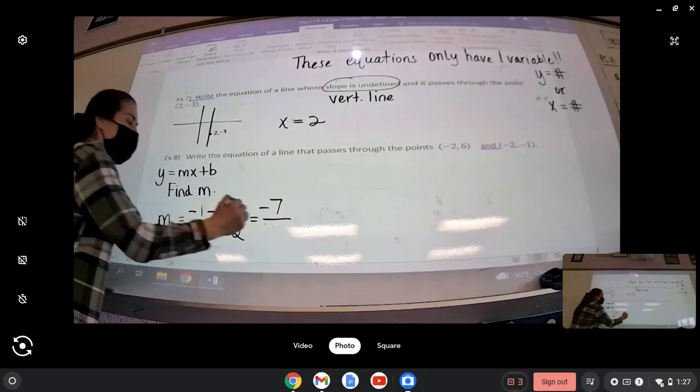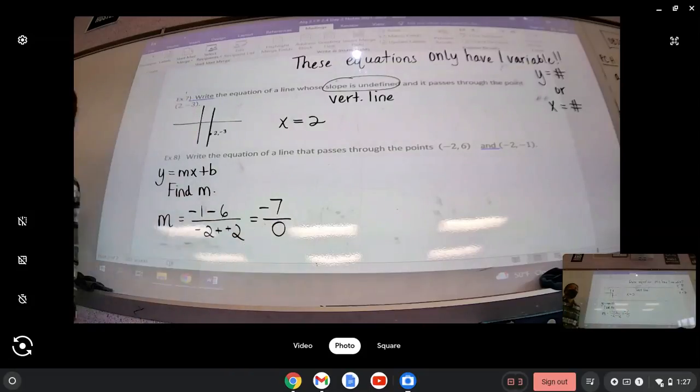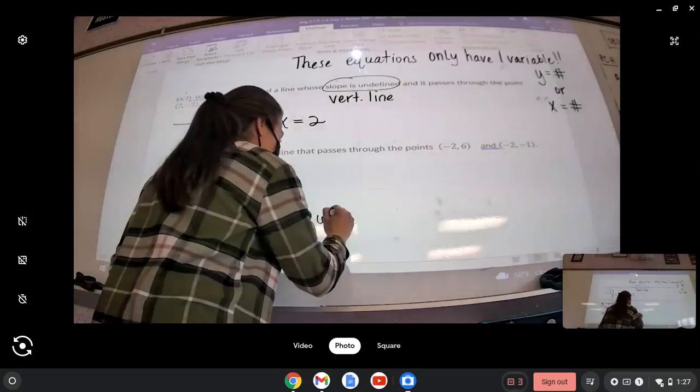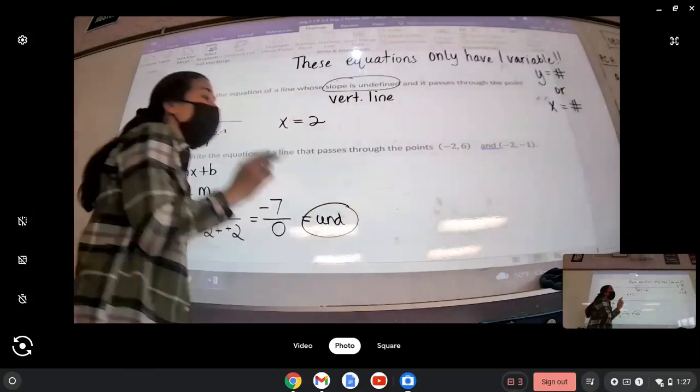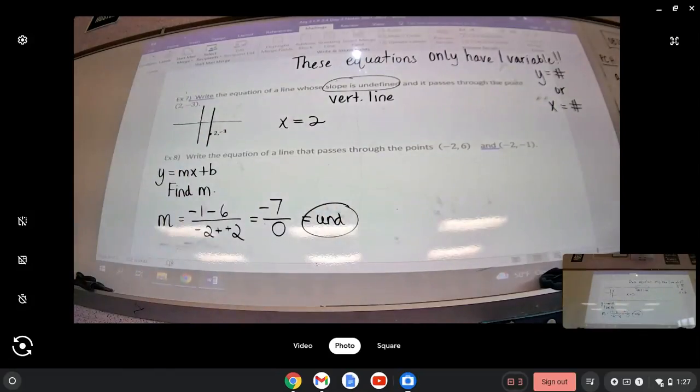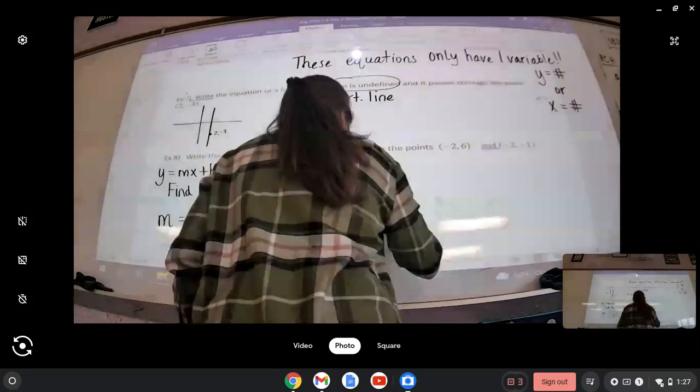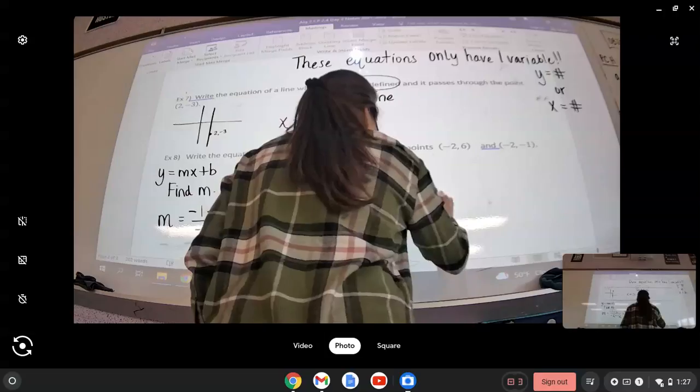What happens when you get a 0 on the bottom of a fraction? Can you divide by 0? What do we call that? Undefined. So the minute you know the slope is undefined, what kind of line is this? Who has an undefined slope? A vertical line. So you're doing another vertical line problem.